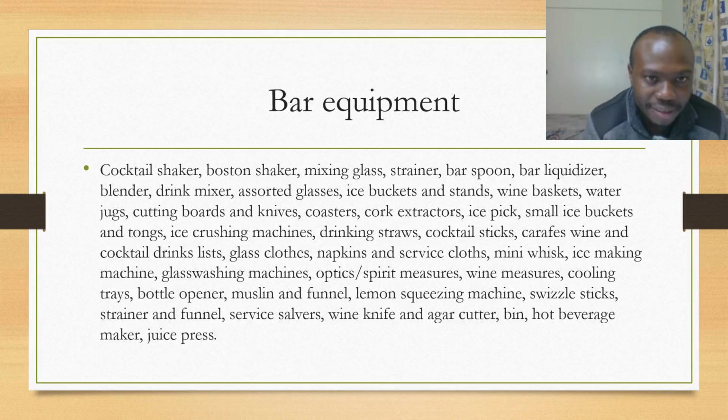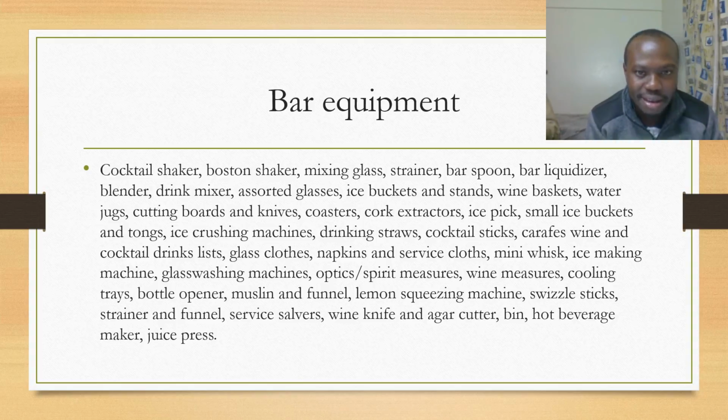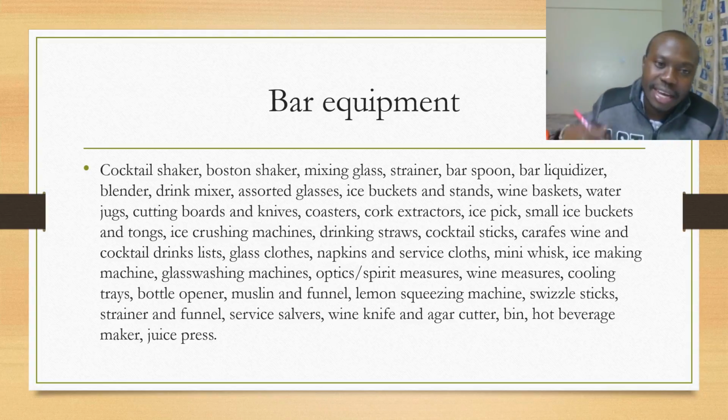Let us now sample some of the equipment that are used in the bar, and hence the name bar equipment. So these include cocktail shakers, Boston shakers, mixing glass, strainers, bar spoons, bar liquidizer, blenders, drink mixers, assorted glasses, ice buckets and stands, wine baskets, water jugs, cutting boards and knives, coasters, cork extractors, ice pick, amongst other bar equipment listed.